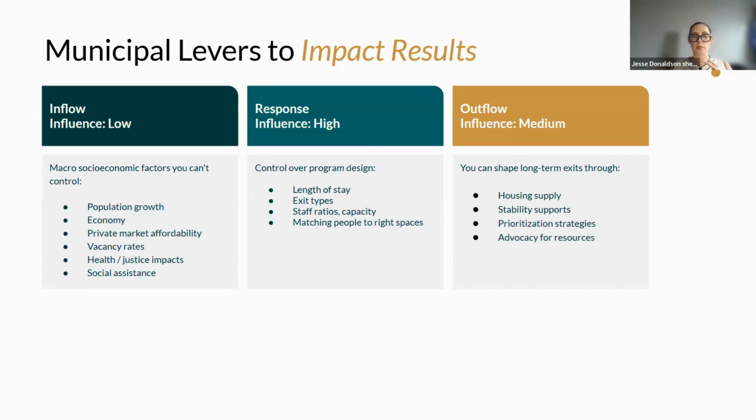And then outflow. You can't move people to spaces that don't exist. And so there's medium influence in outflow. And of course, we can't build at a local level or nonprofit level to the extent that's needed to meet demand. So it's a medium level of influence, but you can also shape long-term exits by, with the resources you have or with the advocacy resources you have, making sure that the types of spaces that you need in your system are being built.